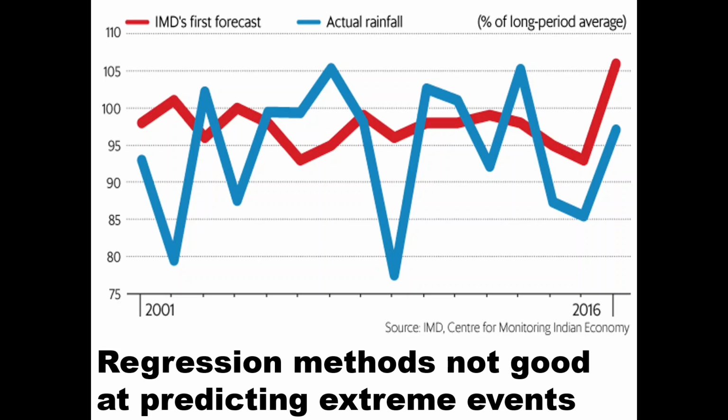Now, this is a problem with any statistical model because they fit the past data to the future rainfall. They are good at the mean, so they get a number close to average, which is 100% here. They do not predict correctly the extreme events.